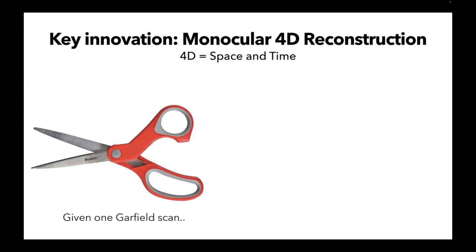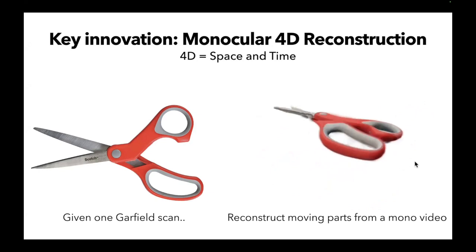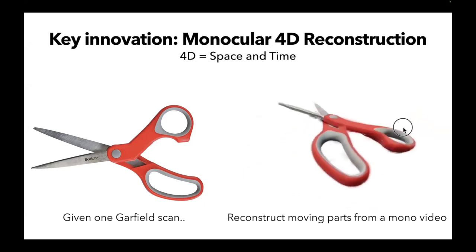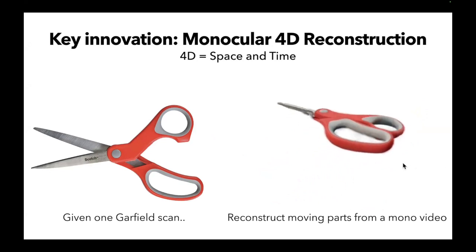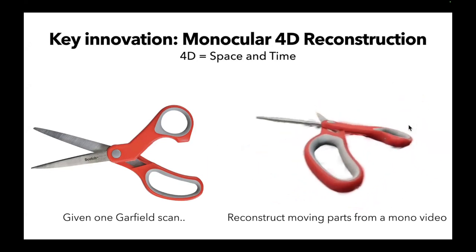And so one caveat that made this problem easy is to assume that there is this Garfield scan of the object. Once you have that template and now parts, then you can parameterize the motion in a very low dimensional way, because if there are 4 parts, you really only need to solve for 4 different transformations in SE(3). And then the idea is to reconstruct these parts from a monocular video, which is still very challenging, but it allows us to use a lot of the existing tools.